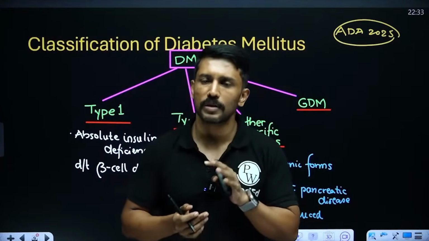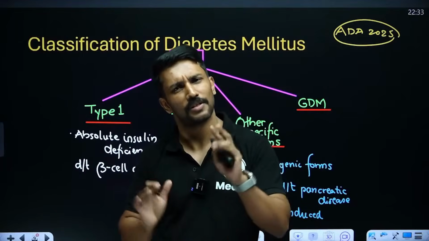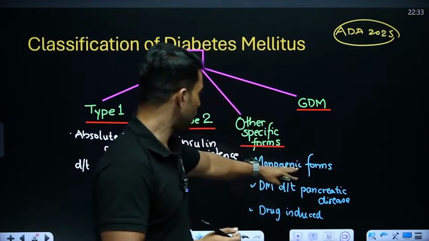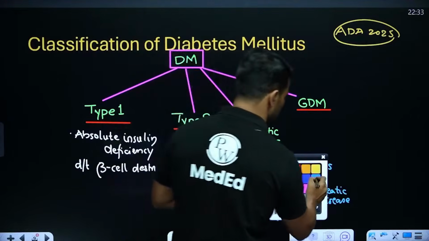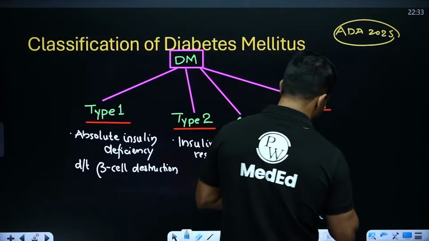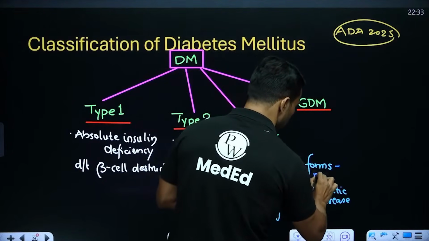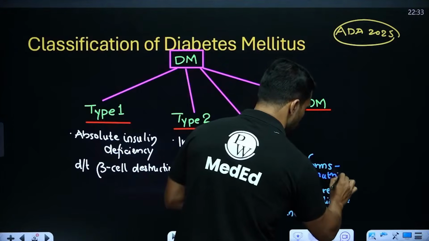But there are also some forms of diabetes mellitus where a single mutation is enough. If you have it, you will end up with diabetes. Such forms are called monogenic forms of diabetes mellitus, right? Where we have a single gene mutation. A single mutation is responsible for causing diabetes.